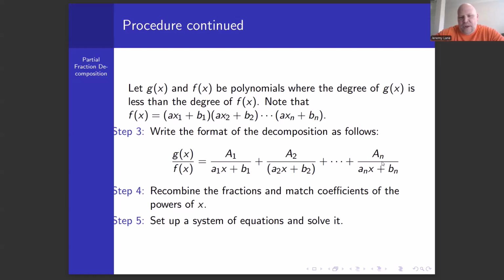So this is the process that we're going to follow when we talk about distinct linear cases in the next video. Repeated linear factors in the video after that, and then we'll talk about how to do irreducible quadratic factors, so that we can see all of the cases for partial fraction decomposition.